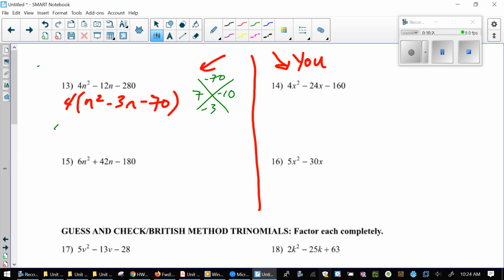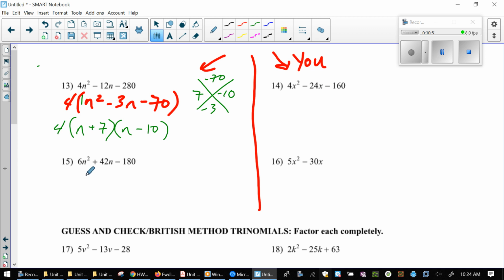All right, and just as we did before, we can go straight to our binomials now because we pulled that 4 out. So this is now a coefficient of 1. So this is going to be n plus 7. And then we're going to have times n minus 10. Boom. All right, let's do one more of these. And again, pause at any time. Try these out. These are yours.